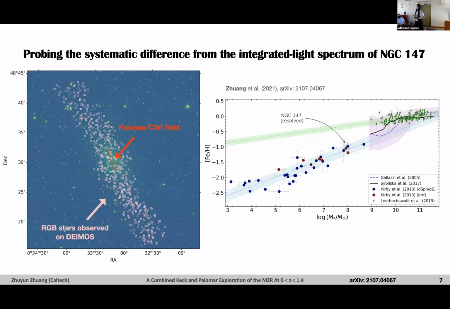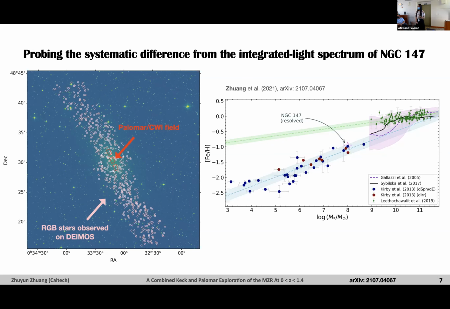In order to understand these questions, we observed NGC 147, a dwarf elliptical galaxy in the Local Group, with the Palomar Cosmic Web Imager, so that we can obtain the integrated spectrum and measure the metallicity directly from it. Meanwhile, we can also compare this integrated metallicity with the metallicity derived from the stars. This comparison will allow us to put new constraints on the systematic differences and also allow us to know whether the break is true or not.